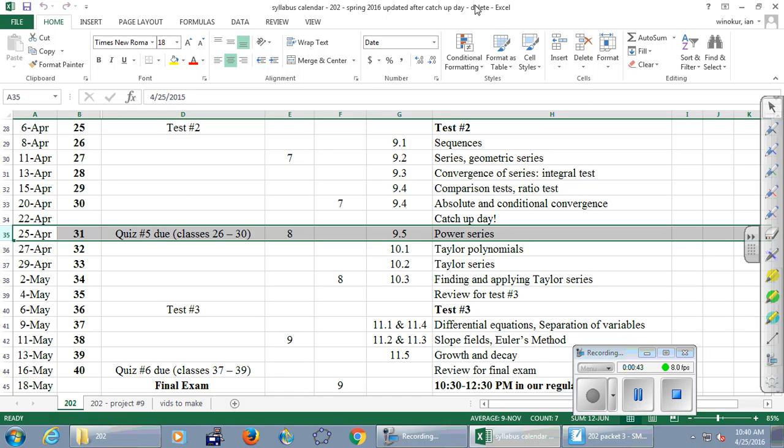Any questions on the calendar? We got one more quiz very near the end of the semester. Other questions?